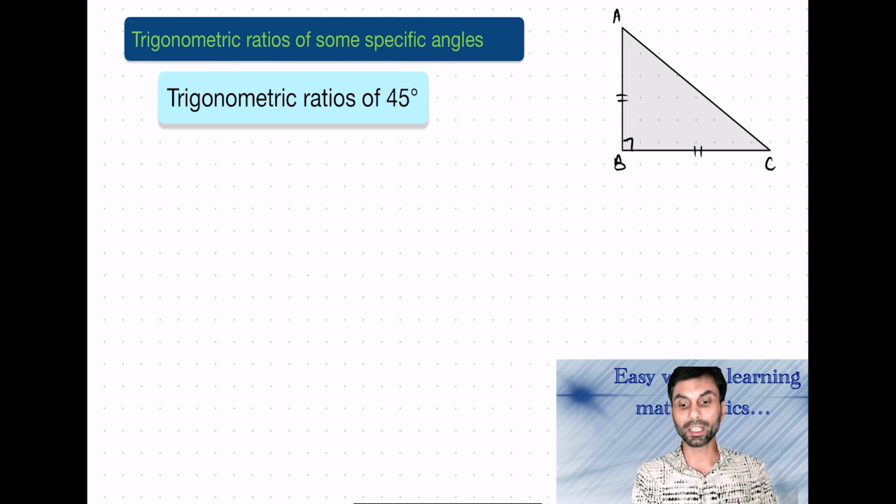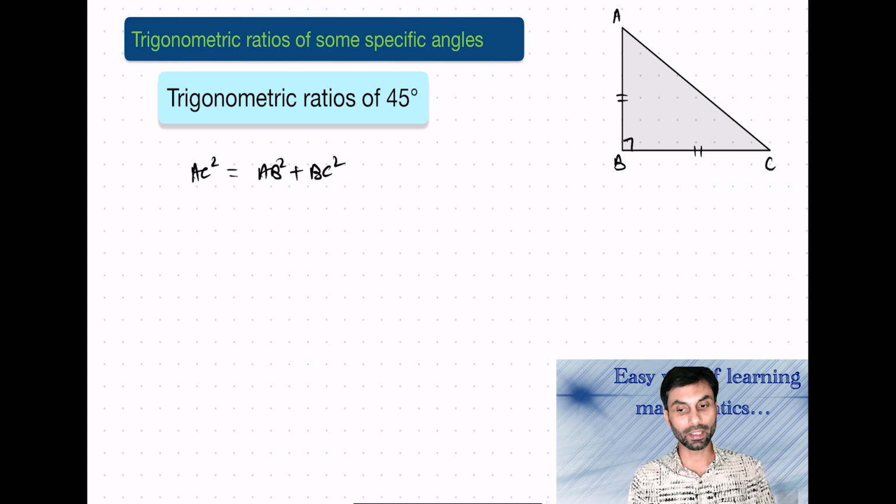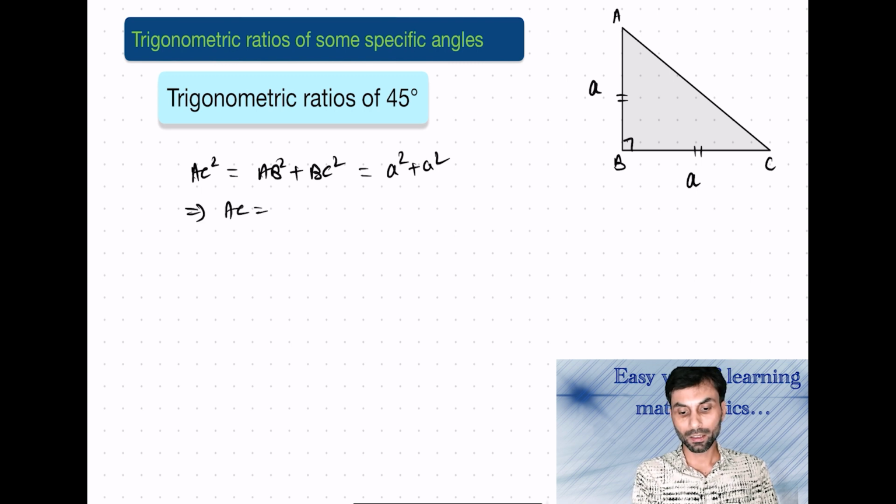Now if I use Pythagoras theorem here, so what we can say that AC square will be equals to AB square plus BC square. For convenience, let's take BC as A. So AB will also become A, and when you find the value of AC, it will be equals to root 2A square, which will be root 2 times A.